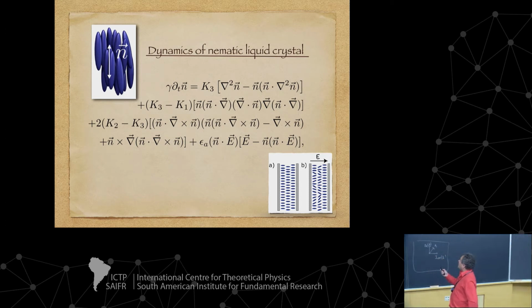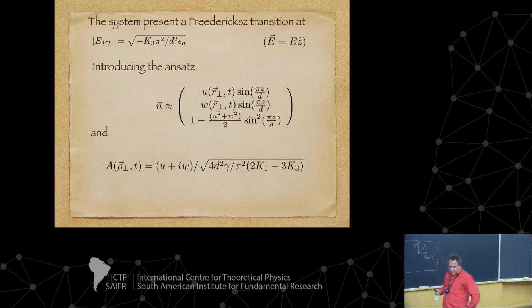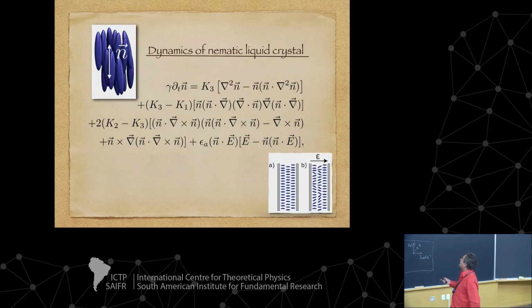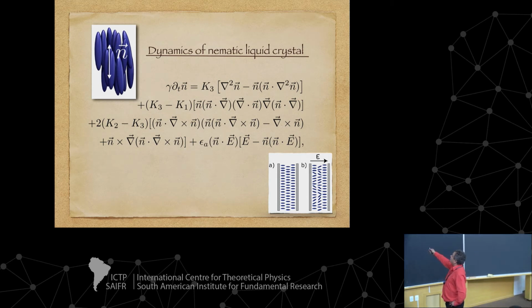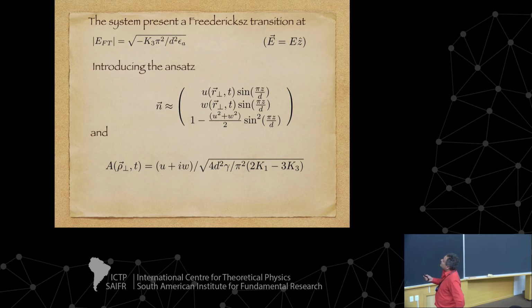So the dynamics of the director, which is this n, the average direction of the molecules, satisfies this equation. This essentially is the electric field effect, and all this part is elasticity. But if you move the system close to the Fréedericksz transition, you can compute from this equation that when you apply an electric field, there is a critical value of the electric field at which the molecules start to rotate. In this case, the value is this. It's related to the elastic constant, which in this case is bend, divided by the thickness.